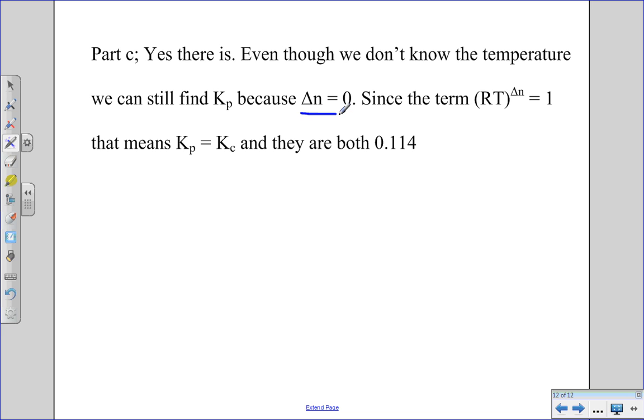So since delta N is 0, that means you put a 0 as an exponent up here, and anything raised to the 0 is 1. So Kp equals Kc, because that whole term turns into 1. And they're both 0.114.